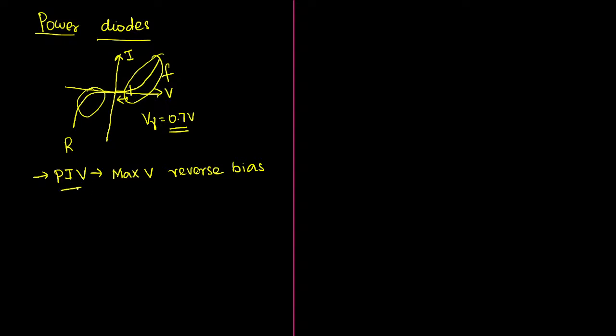So basically, peak inverse voltage means this is the maximum amount of voltage that can be applied across the diode in reverse bias such that the diode will not get damaged.